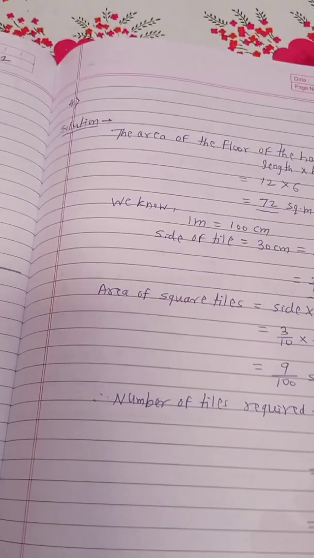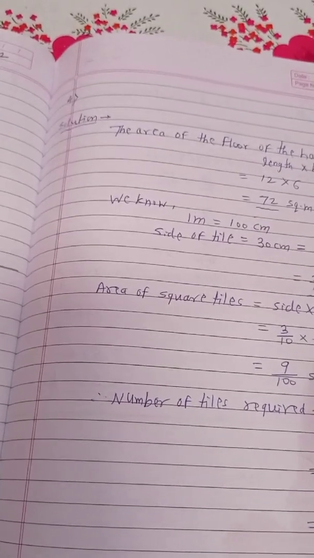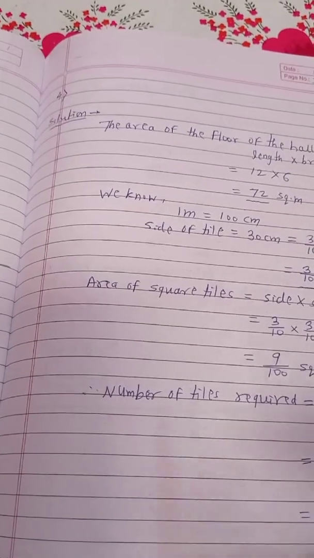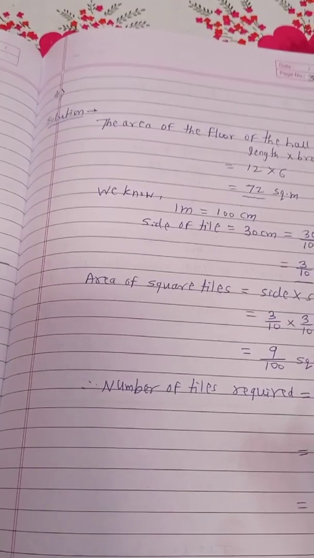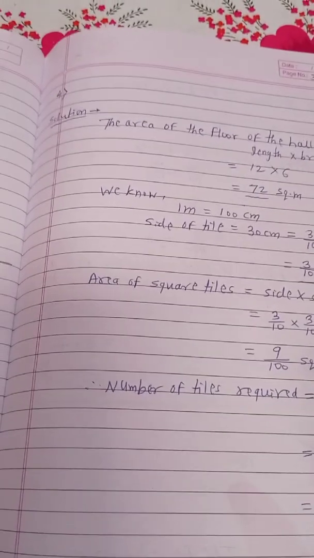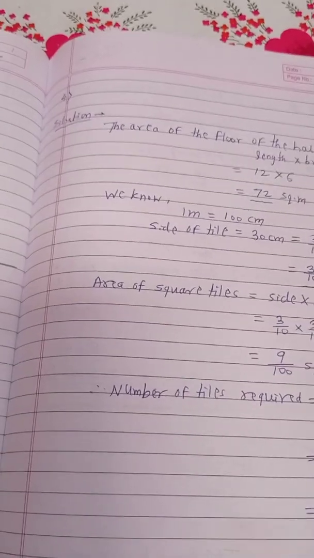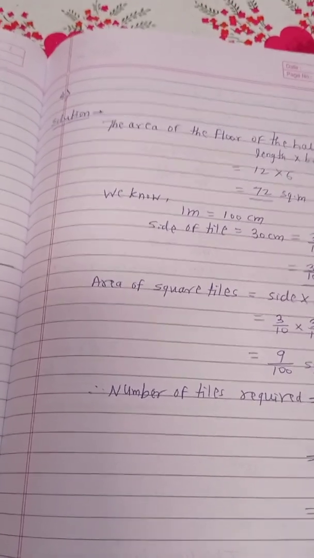Next, they are given that its flooring is to be made of square tiles of side 30 centimeter. Whatever flooring work you want to do, you require square tiles. Their side is given as 30 centimeter. Their length and breadth are given in meters, and for the flooring, the square tiles have their side given in centimeters. Okay, let's see the next part.